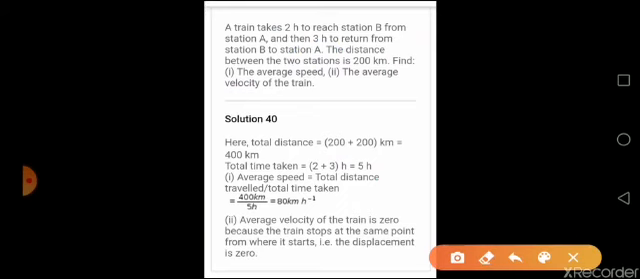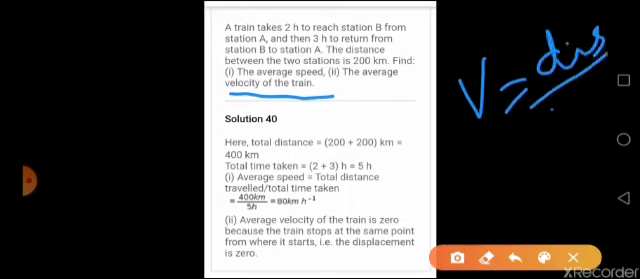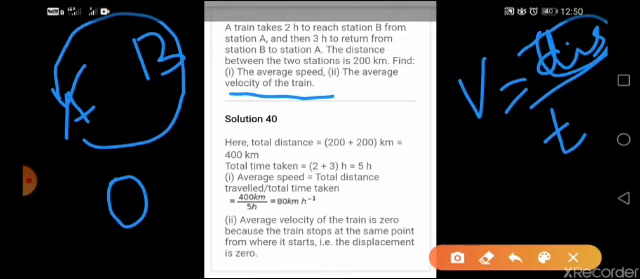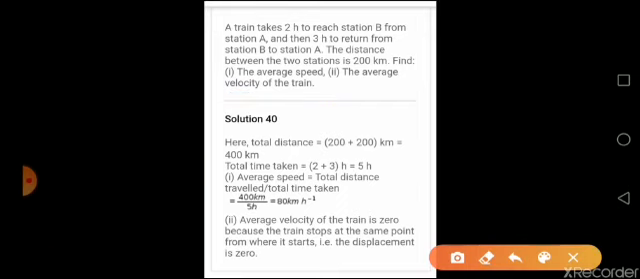Now the problem is that you want to find out the average velocity of the train. Now velocity is given by displacement by time, right? So since the train is going to start from A, it goes to B and it is going to come back to A itself, which means that displacement or the shortcut is going to be 0. So 0 is the displacement, means automatically the whole equation is going to be 0. That is why your average velocity will be 0.